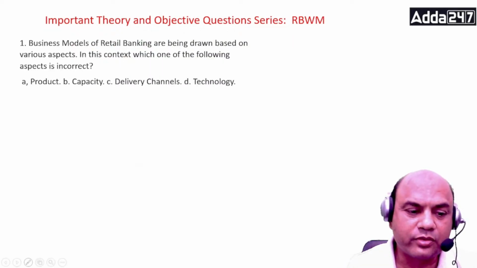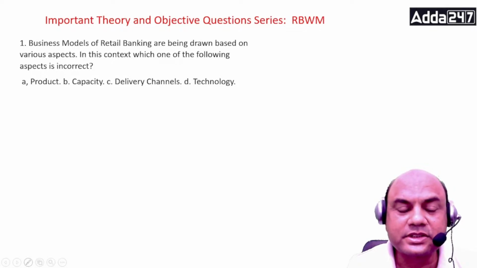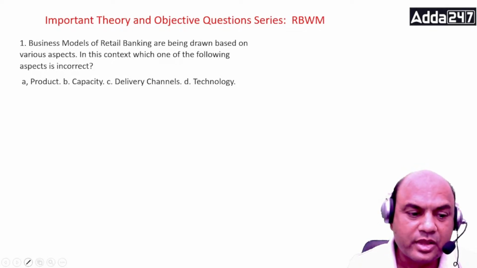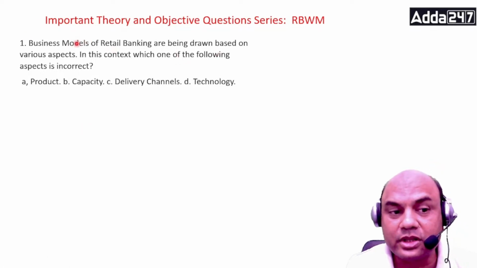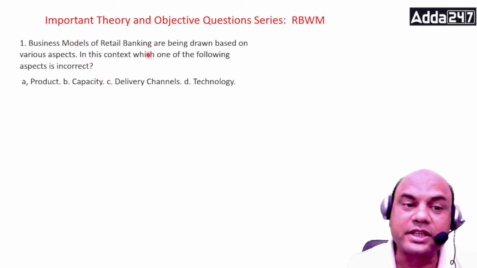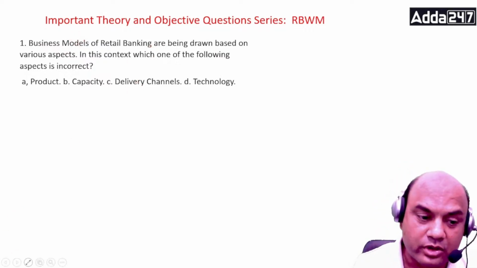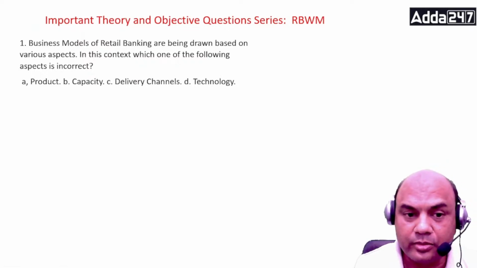Business models of retail banking are being drawn based on various aspects. In this context, which of the following aspects is incorrect? So business models are drawn on various aspects. Now what are the business models? See here, there are two things. One is business approach and second is business model. Always remember this. There are two things in your RBWM.